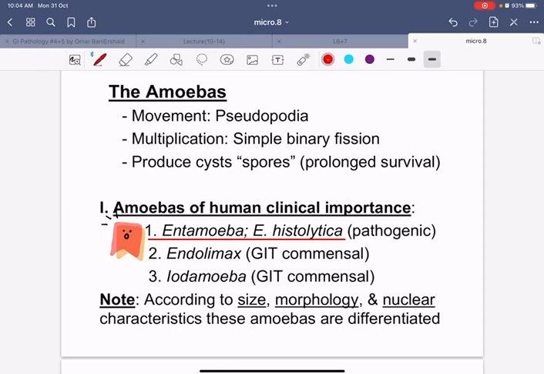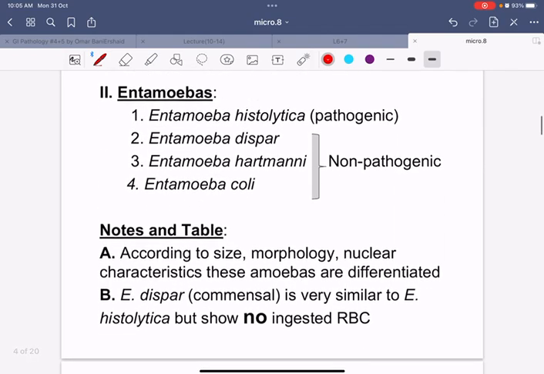How do we differentiate between them? We differentiate between them according to their size, according to their morphology, according to their nuclear characteristics. And we will see in a moment how we can differentiate between them. Okay? So there are different ways how we can differentiate between them. Now let us take Entamoeba.